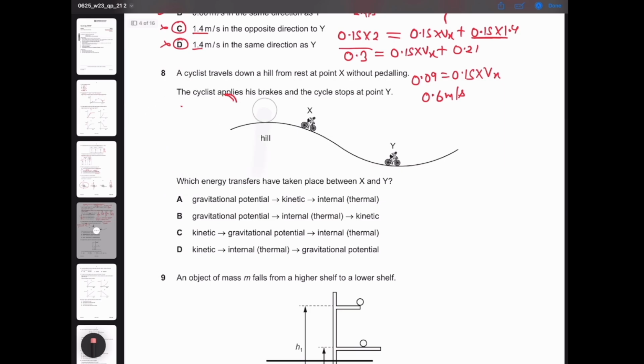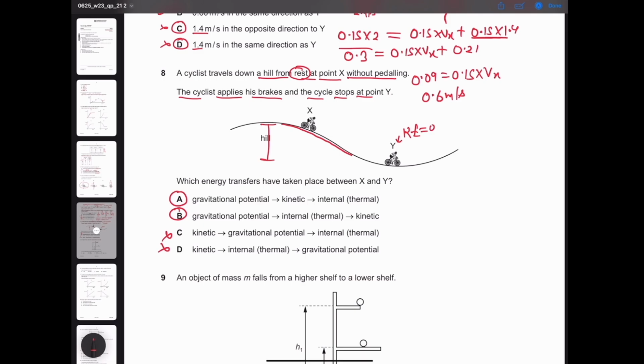A cyclist travels down a hill from rest at point X. See, at rest and at some height, so it should have gravitational potential. Our answer should be out of A and B only. C and D is out. Without pedalling, the cyclist applies his brakes and the cycle stops at point Y. So at point Y, your kinetic energy is zero. You do not have kinetic energy. Right? So midway, it should have some kinetic energy.